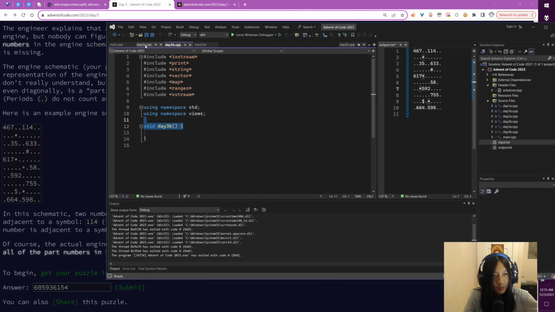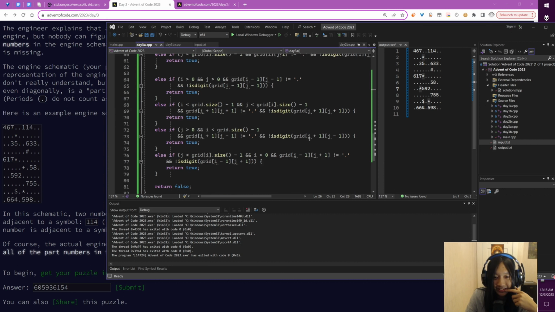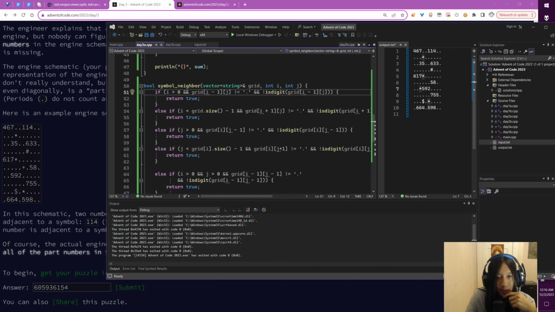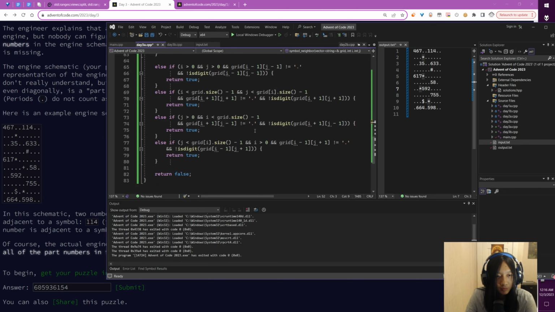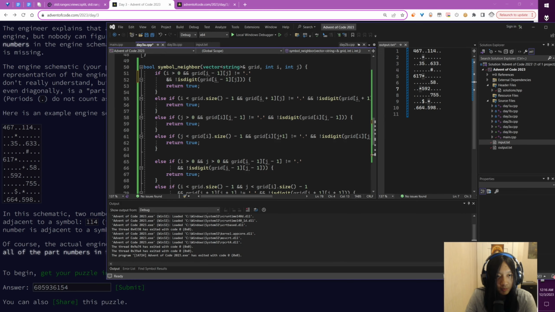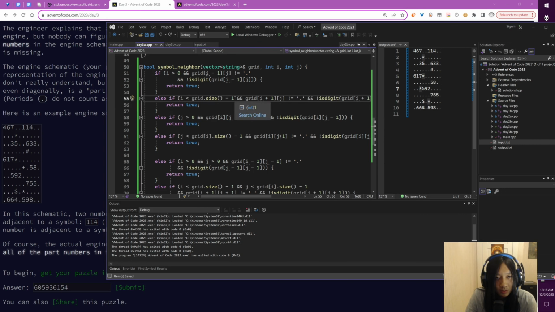So perhaps it's something small inside of here, which is not good because there's really no way for me to easily debug this. Start at the top. What's this?